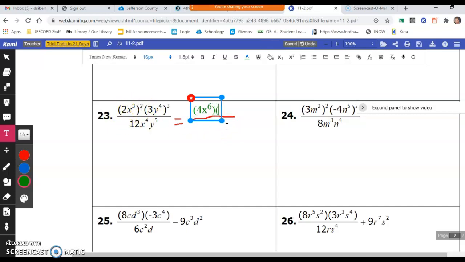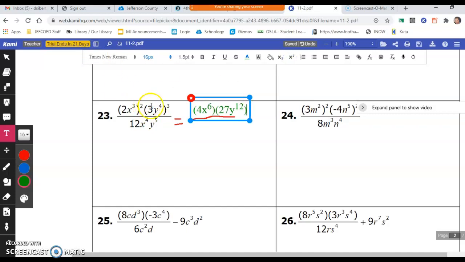Okay? So then we still have more parentheses, guys, because we've still got the product rule in play. So then 3 raised to the power of 3 is going to be what? 27. And that's going to be y to the 12. Okay?